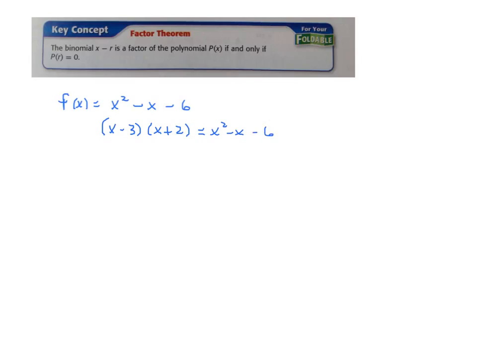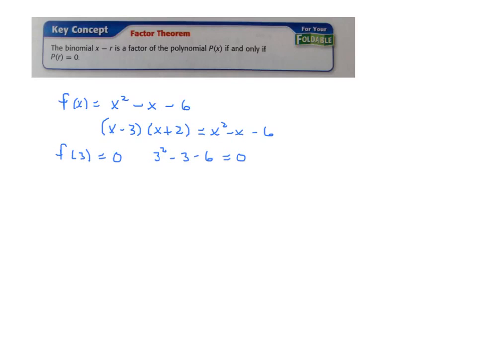So if I were to take f of 3, I should get 0 because I should get 0 remainder. And if we do, we take 3 squared, which is 9, minus 3 minus 6. Sure enough, we get 0.